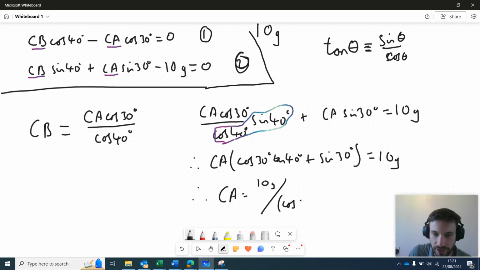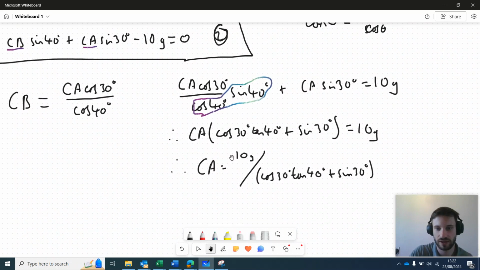Let's just keep it in brackets for understandability, plus sine 30. You don't have to follow every single step or do this exactly as I've done here. You could, for example, have put this bracket into your calculator and it would have given you a number, which you could have then used. The way I tend to go about things is I like to write it all out and then put it in my calculator. So I've written it all out here, 10g over the bracket. I'm just going to put that in my calculator now.